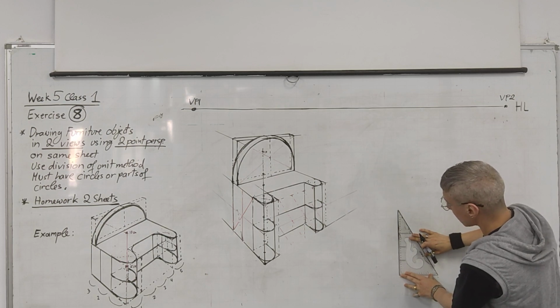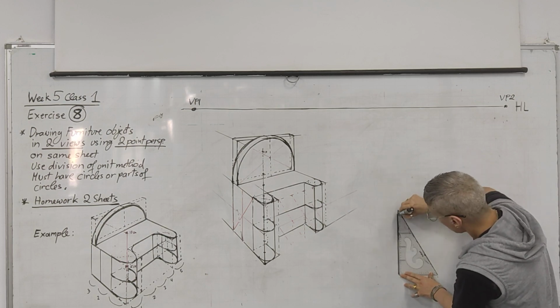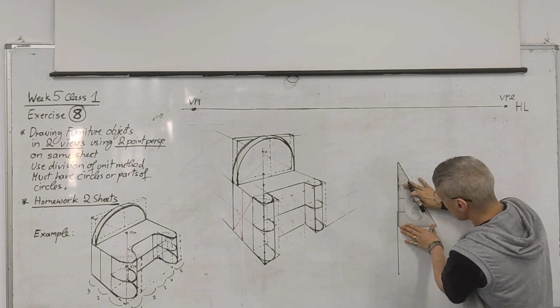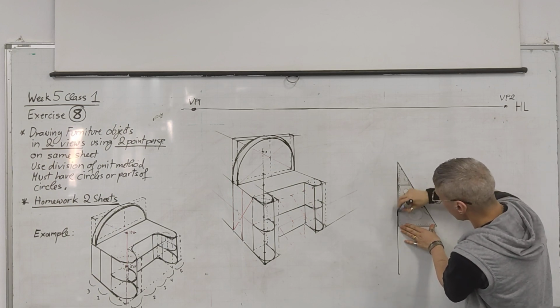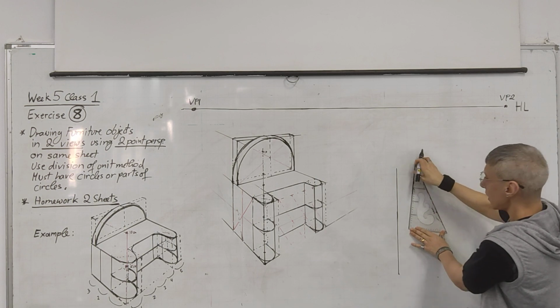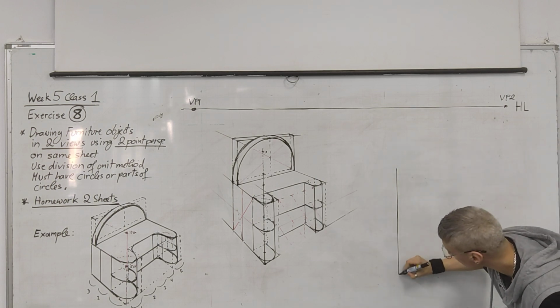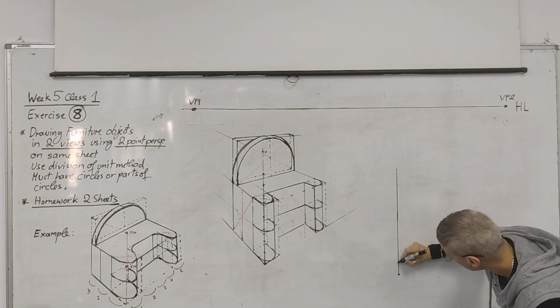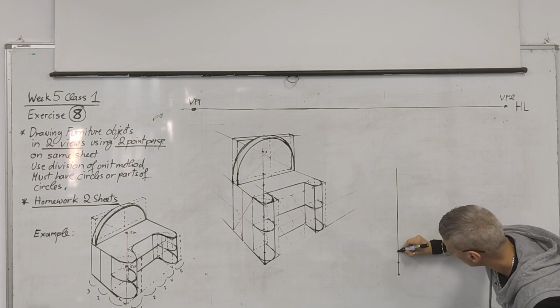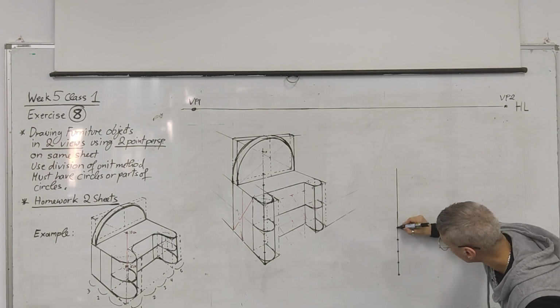Okay, let's put the line here. So this is the first edge line. Here we will measure again 5 centimeter. So 1, 2, 3, 4, 5.